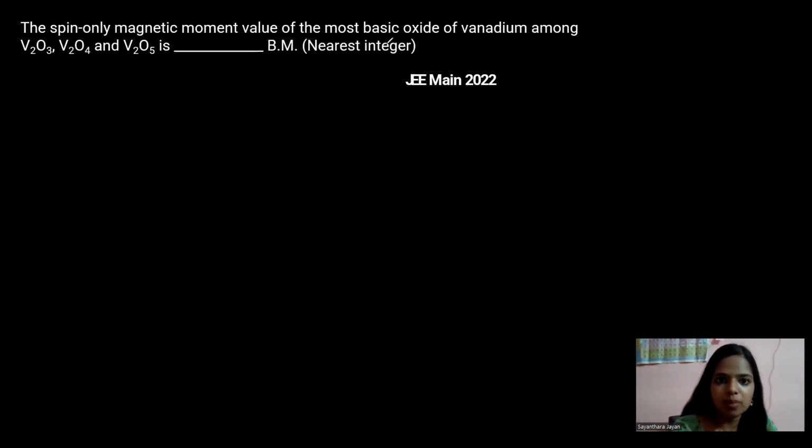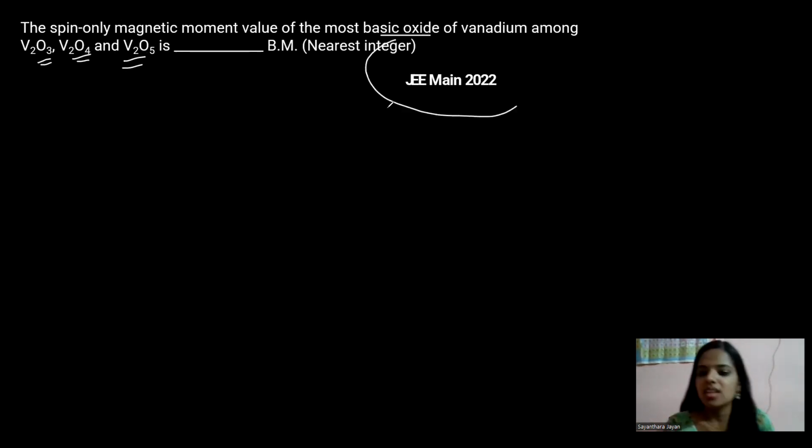The spin only magnetic moment value of the most basic oxide of vanadium among V2O3, V2O4, and V2O5. Okay, you have to calculate. This is just an application level question, right? You have to calculate the spin only magnetic moment. See, read the question carefully. As this is a JEE Main question, it is somewhat difficult, an application level question. Two concepts are applied here.